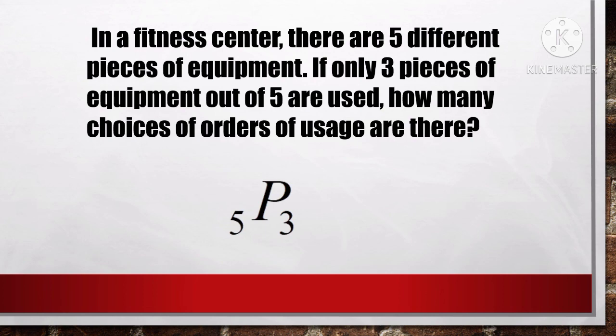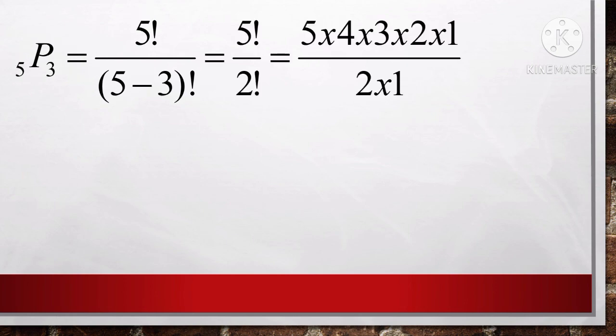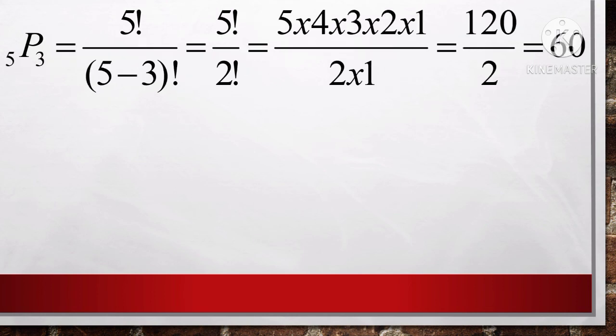So using the formula, 5 taken 3 is equal to 5 factorial over the quantity 5 minus 3 factorial, which is equal to 5 factorial over 2 factorial. So 5 factorial is 5 times 4 times 3 times 2 times 1, and 2 factorial is 2 times 1. So we have 120 divided by 2, which is equal to 60.